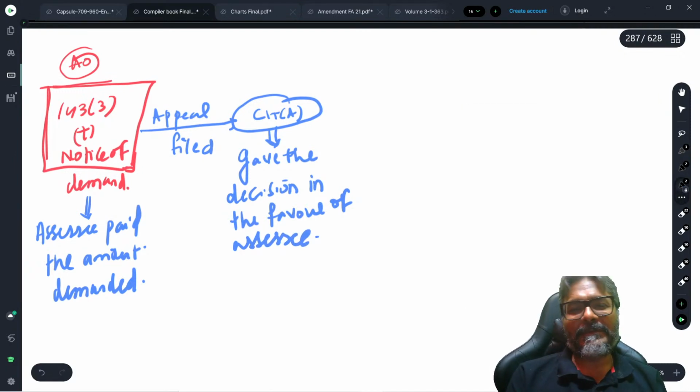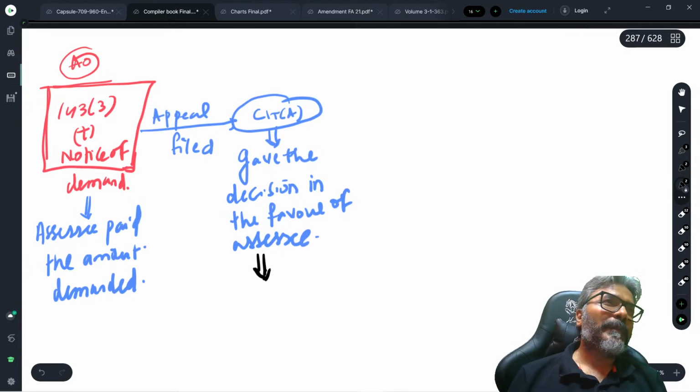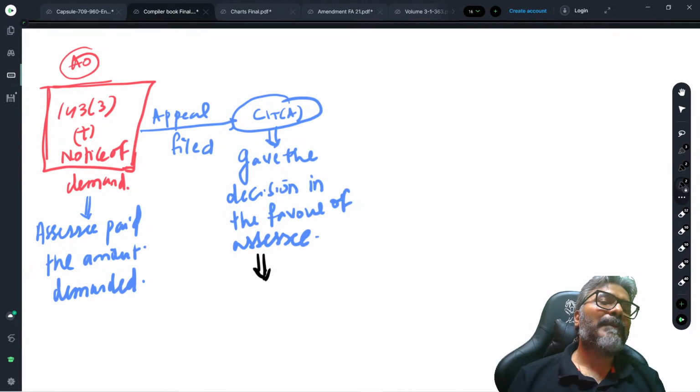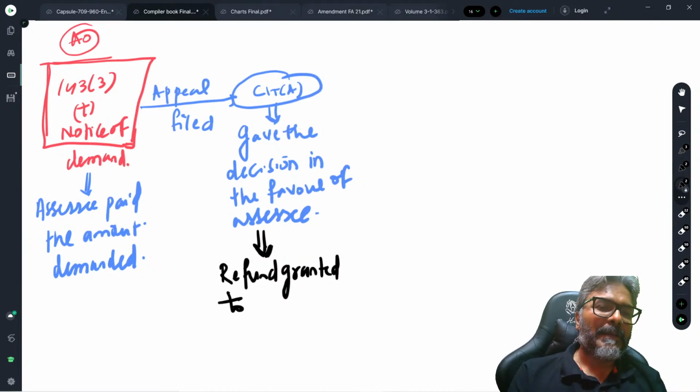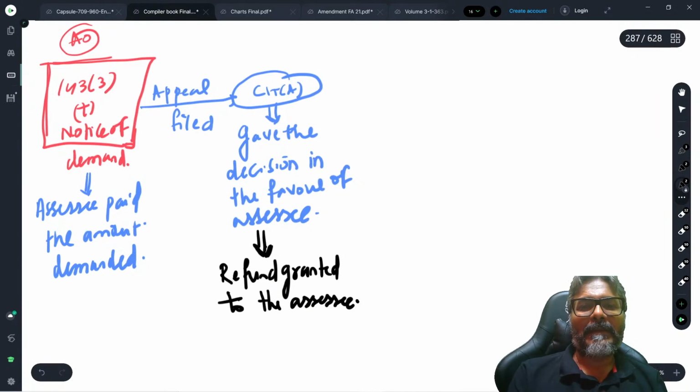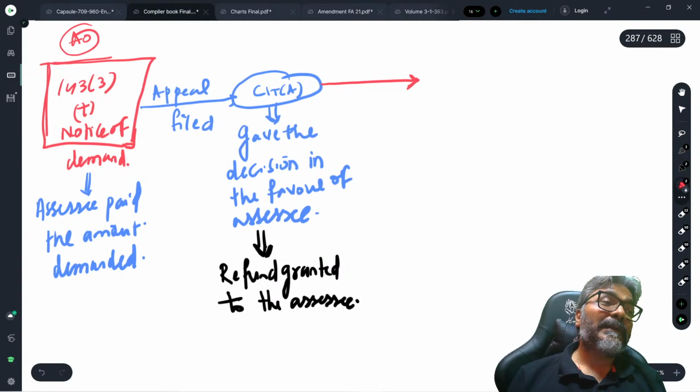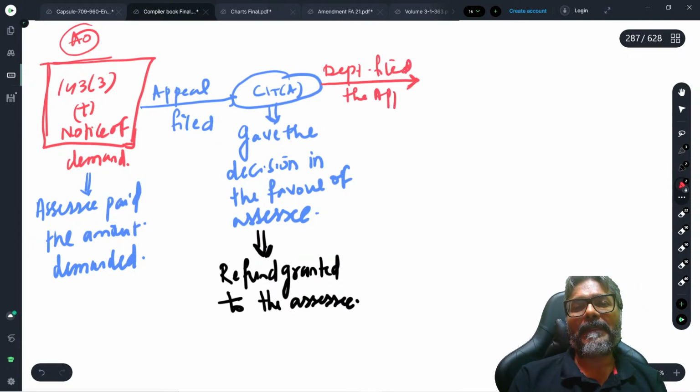Now the moment the judgment came in the favor of the assessee, students, what happened? You should be aware of that. In this case, the refund was granted, obviously. Yes, Prem. Refund granted to the assessee. Now, after this, who becomes the aggrieved party? The aggrieved party, students, in this particular case was the department. So the department filed the appeal before the ITAT.